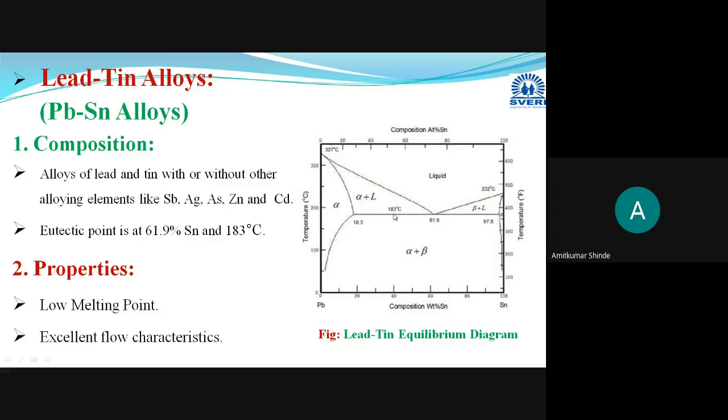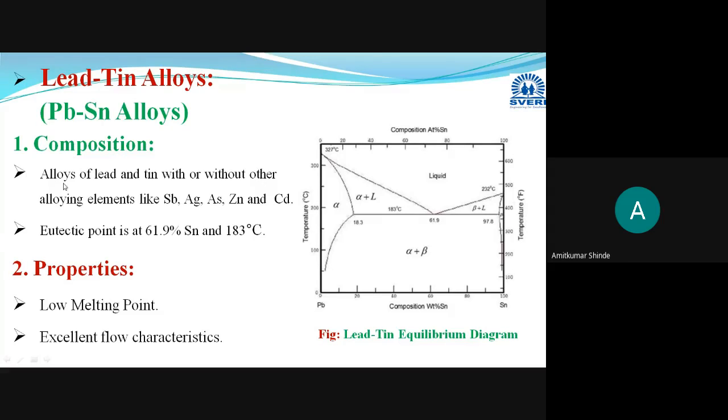The temperature will be 183 degrees Celsius. Here you can see it, and the eutectic composition is 61.9% tin. This is the eutectic composition, and this is the eutectic temperature.